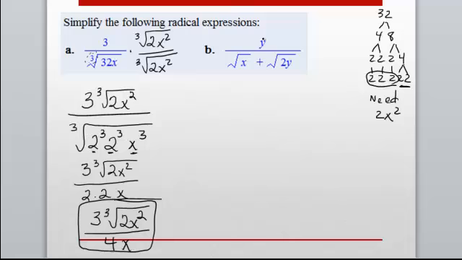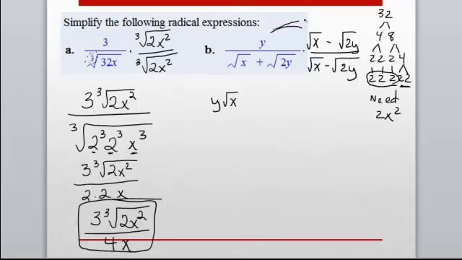Okay, for b it's a little bit different because we have 2 terms. We need to multiply by the conjugate. So we multiply by the square root of x minus the square root of 2y. So in the numerator, we're going to have y times the square root of x. We're distributing this, minus y times the square root of 2y.